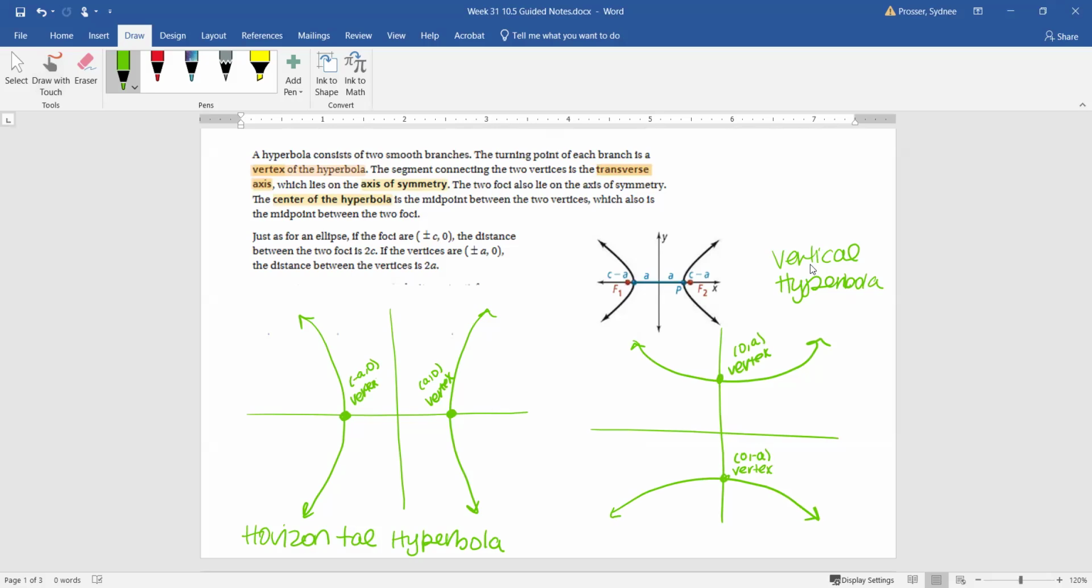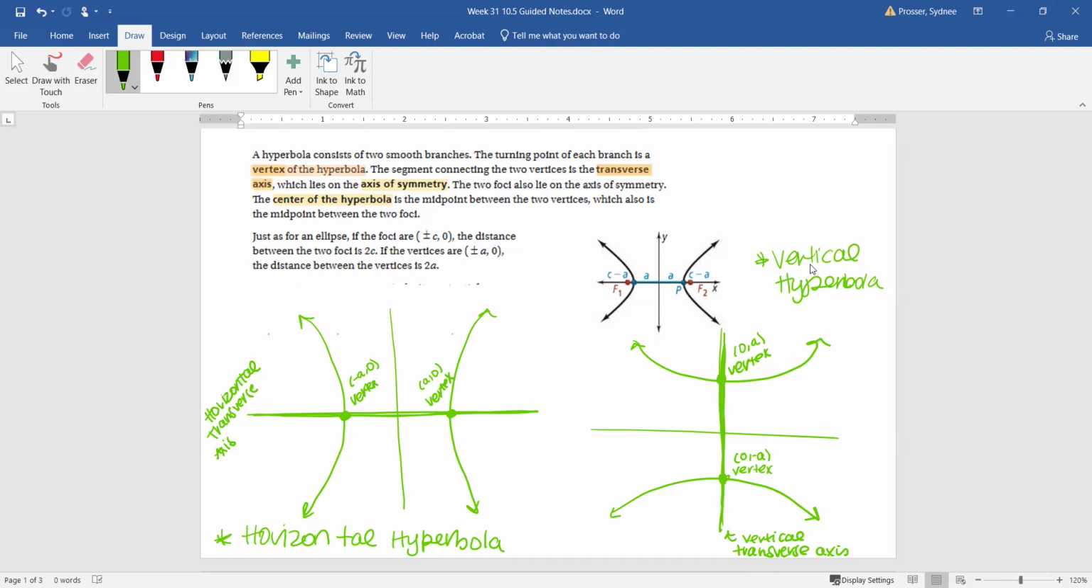Okay, and so this is why it's a horizontal hyperbola or a vertical hyperbola. So for a horizontal hyperbola, we have a horizontal transverse axis that our vertices lie on. This is your transverse axis. And for a vertical hyperbola, you've got a vertical transverse axis. Here's your vertical transverse axis that your two vertices lie on.